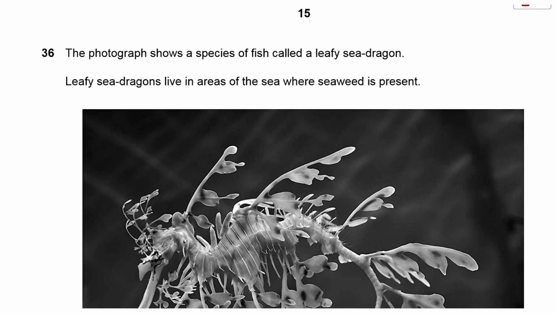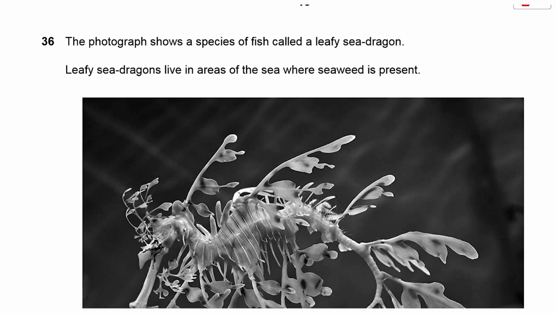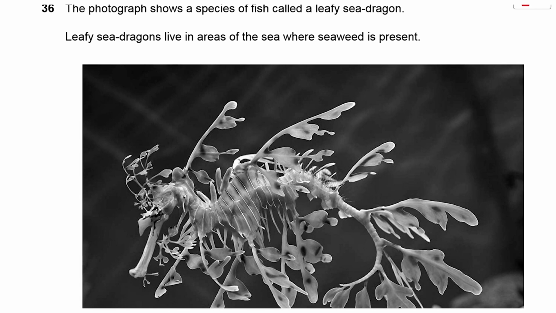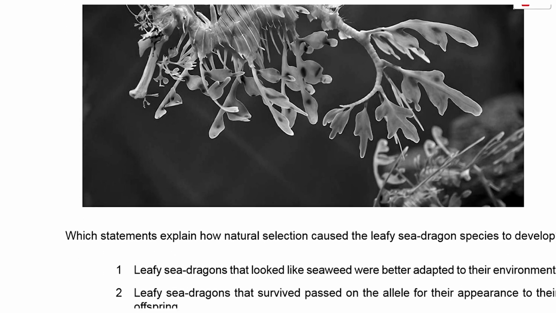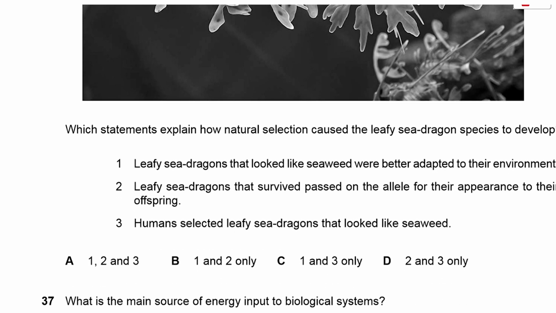Number 36 says, the photograph shows a species of fish called leafy green sea dragon. Leafy sea dragons live in areas of the sea where seaweed is present. Which statement explains how natural selection caused the leafy sea dragon species to develop? Leafy sea dragons look like seaweed, were better adapted to the environment. Leafy sea dragons that survive passed an allele of their appearance to their offspring. Humans selected the leafy sea dragons.